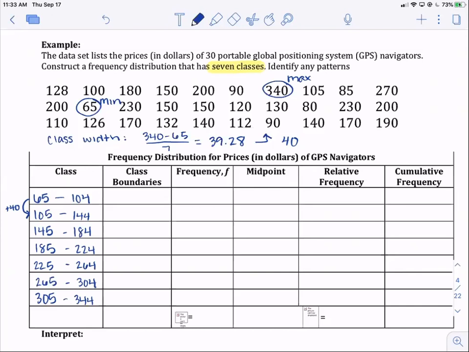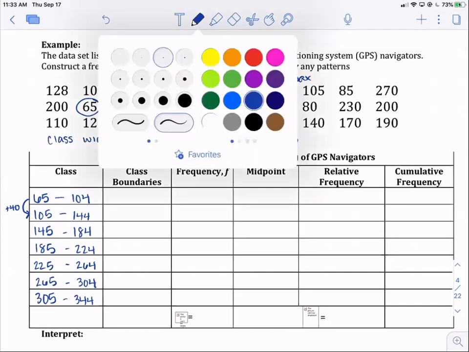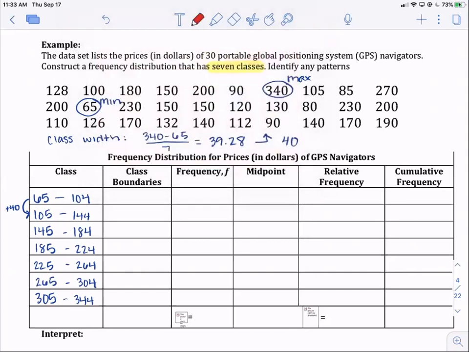Now we're going to find our frequency by tallying. So we're going to start, and then I'm going to let you guys kind of do this on your own. Okay. So if you tally, 128 is going to go in your second row. And then cross it off so you know you've done it. 100 goes in the first. 180 in the third. 150 in the third. And keep going. Okay, so I want you guys to work on that.